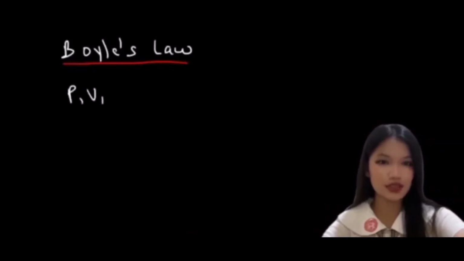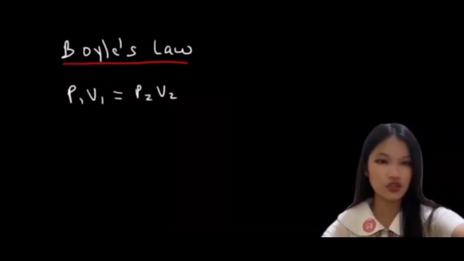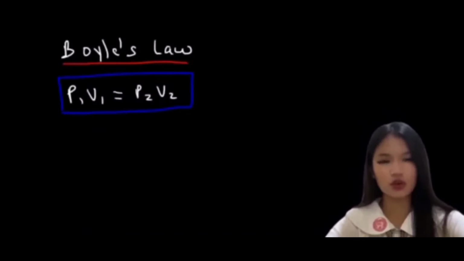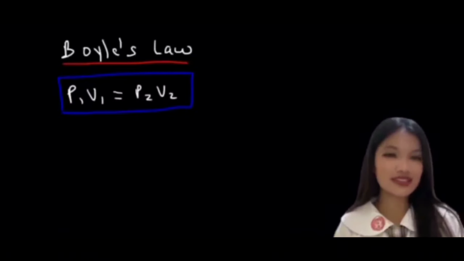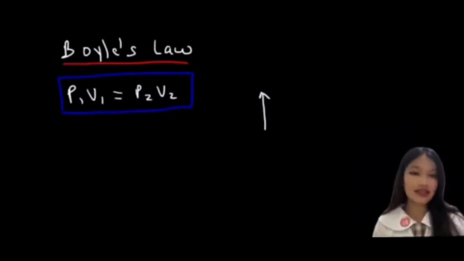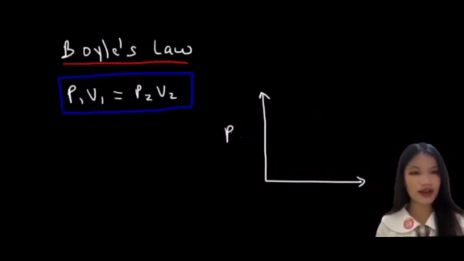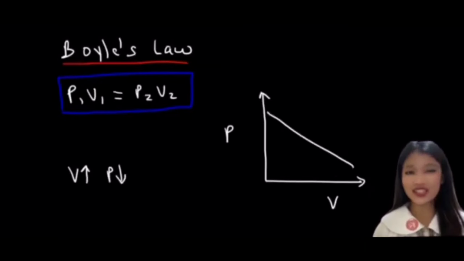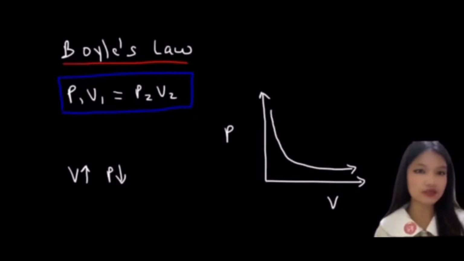Now the equation that is associated with Boyle's law is P1 times V1 is equal to P2 times V2. So this is the equation you're going to use when solving volume and pressure problems. This is the shape of the graph that is associated with Boyle's law. Let's say pressure is on the y-axis and volume is on the x-axis. You might think the shape of the graph is going to be a straight line, but no, rather it is going to be a curved line.